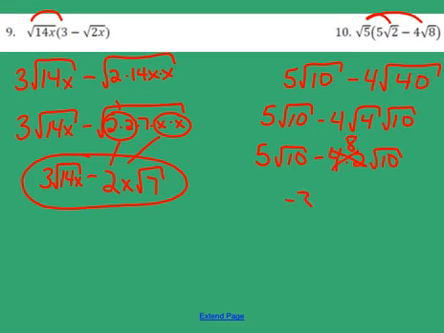5 minus 8 is negative 3 square root 10. So I was looking at my chops right away because I saw the square root 10s were going to line up. So then I knew I could combine like terms and make that negative 3 square root 10.